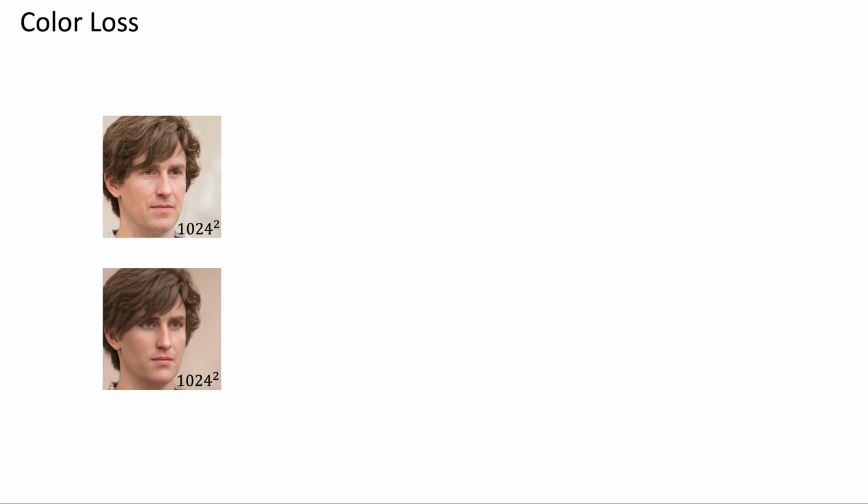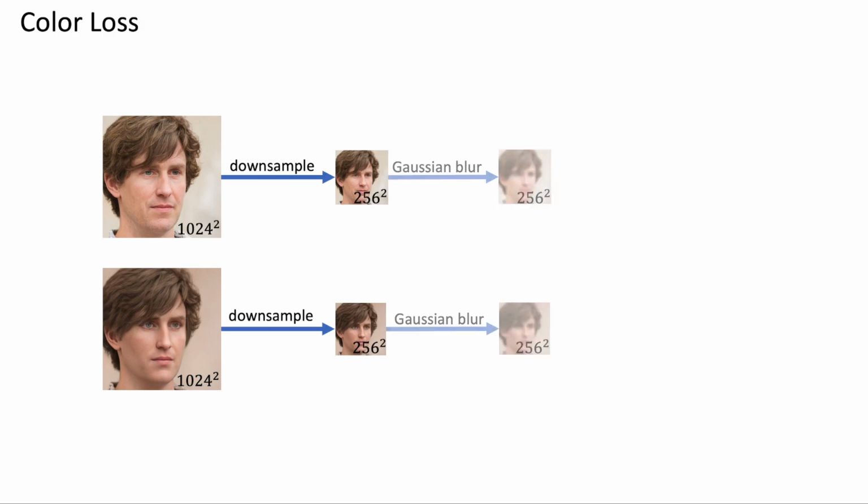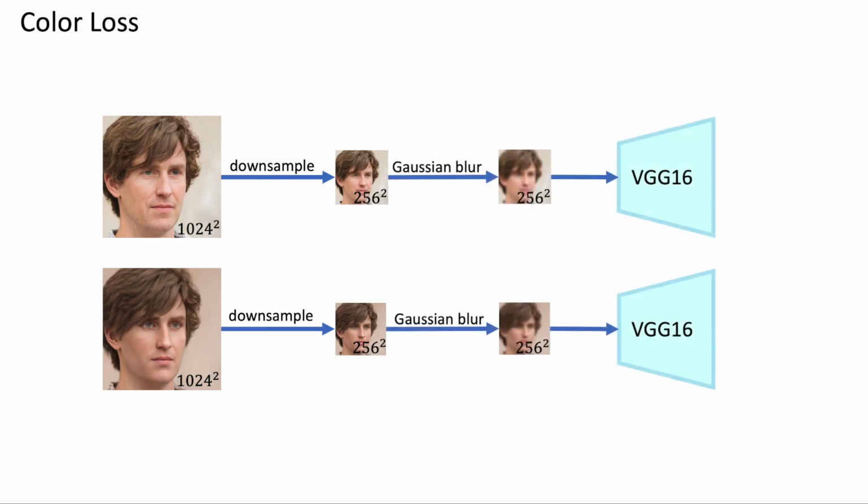To preserve the portrait color during transfer learning, we propose a color loss at the perceptual level based on the LPIPS loss. Specifically, we first downsample the image and apply Gaussian blur, then feed the images into the VGG16 network to compute the LPIPS loss.